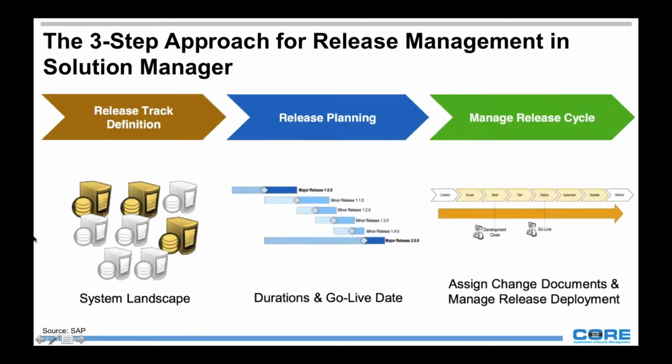Okay, so this just repeats a little bit what I just said. So you have your landscape, right? You can have your BW, your PI, your PO. You define what systems are part of the release track, right? You have different systems that can compose that part of the release. The release can be a BW release, can be a PI release, can be any type of system. So you define that. Then you do release planning. Then you manage your release cycles, right? So you have all the different releases for all the different systems. Then you manage that through the release planning tool.